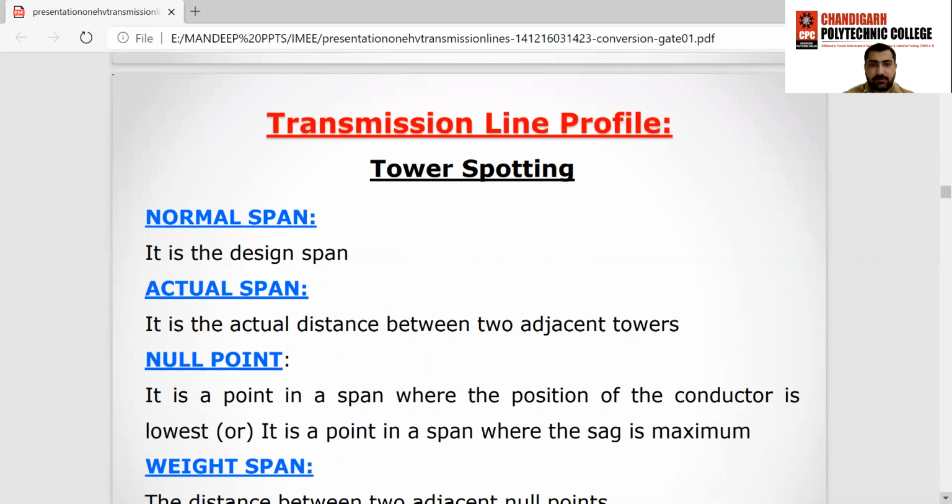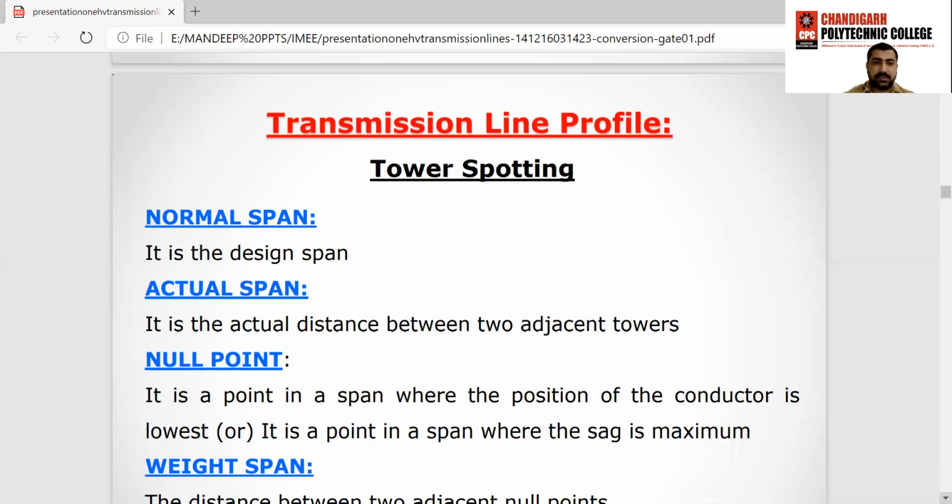There are some points for tower spotting. The first one is normal span. It is the design span, not the actual. It means at the time of designing, you mention the span between tower 1 and tower 2. The actual span means it is the actual distance between two adjacent towers. Actually, the distance covered between two towers.